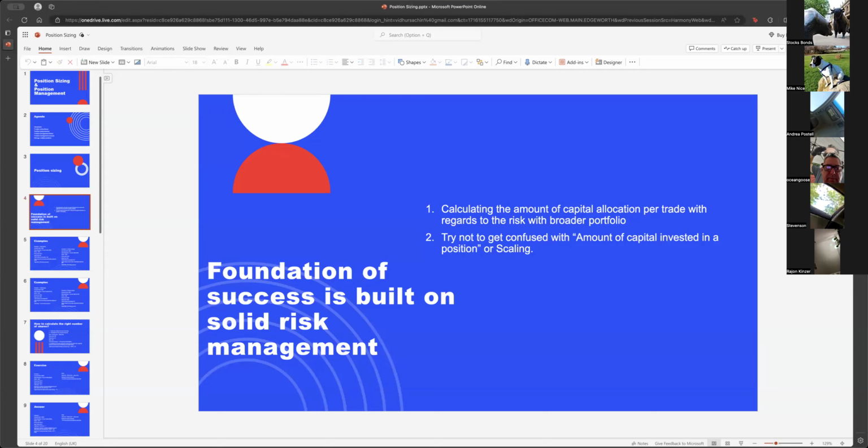There is a famous quote: the foundation of success is built on solid risk management. And risk management doesn't exist without position sizing and position management. Don't get confused between the term position sizing and scaling, because it's very easy to do so. Position sizing is nothing but calculating the amount of capital allocated per trade in regards to the risk versus the broader portfolio. How much you're risking versus your broader portfolio matters way more than how much your initial investment is. When we go over the example, it's going to make more sense.